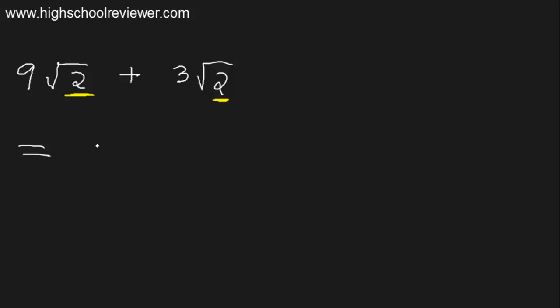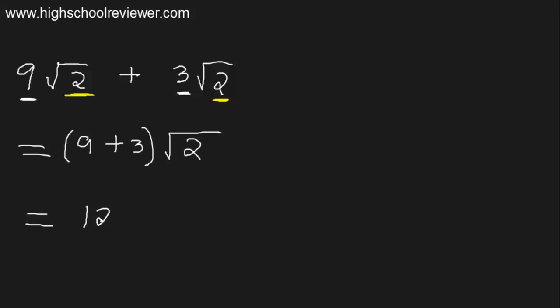To add this, we will just combine the numbers outside the radical symbols. So we will just combine 9 plus 3, and then we will copy the radical sign together with the radicand, which is 2. So our final answer here will be 9 plus 3, that is 12 square root of 2.